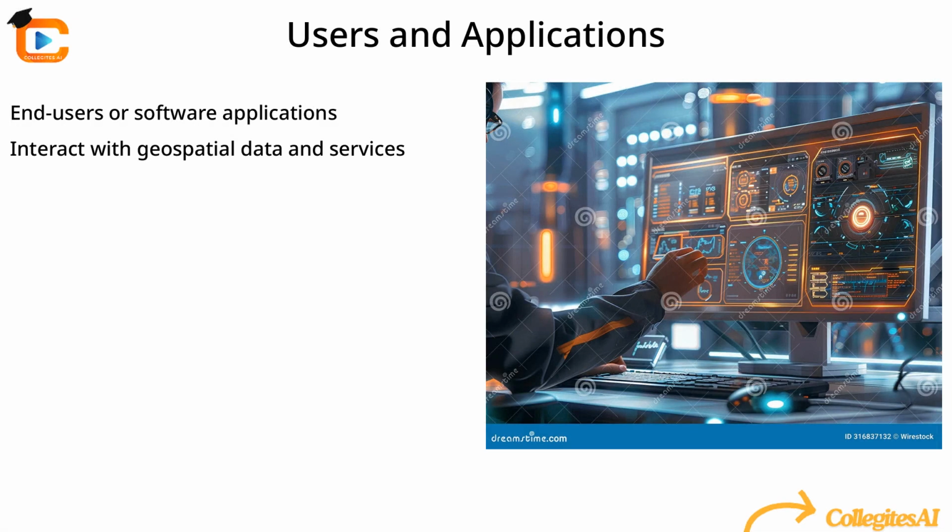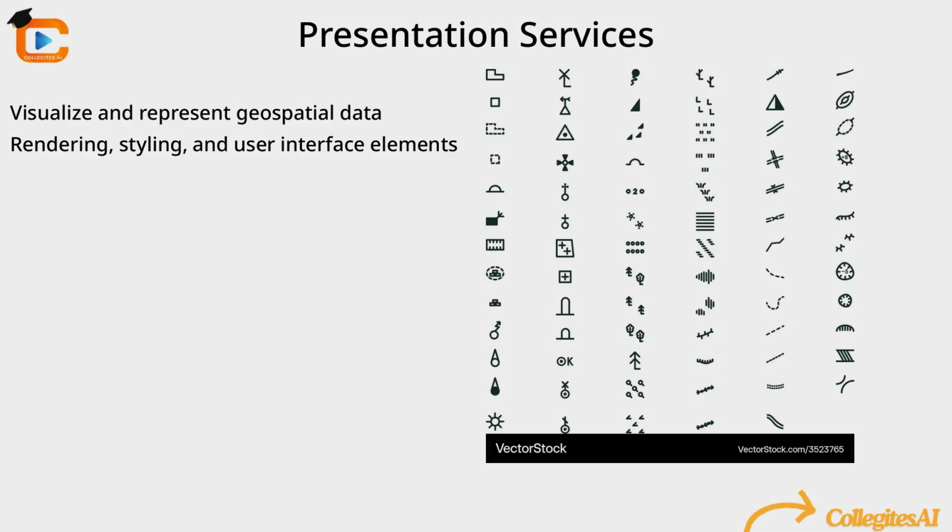Users and applications are the end users or software applications that interact with geospatial data and services. This could be a person using a mapping app on their phone or a software program utilizing geospatial data for analysis. Presentation services are responsible for visualizing and representing geospatial data to users. This involves rendering, styling, and creating user interface elements to make the data understandable and visually appealing.